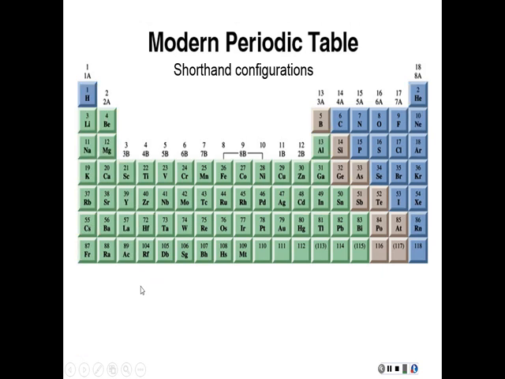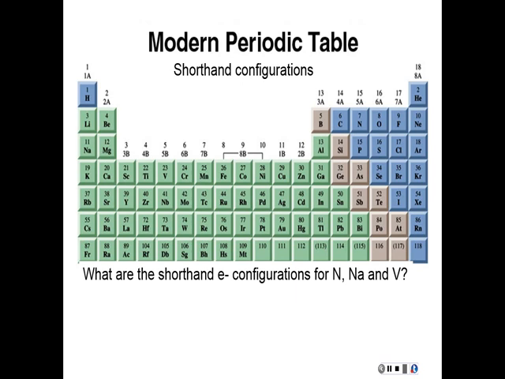Okay, so now we're going to write some. And just do the shorthand configurations only because the others are just too long. So, what are the shorthand electron configurations for nitrogen, sodium, and vanadium? We just have to locate them on the periodic table. So here's nitrogen. So the shorthand is going to have helium in brackets. That'll just represent the first two electrons. And then we have to show these here. So for nitrogen, it's helium, 2s2, and 2p3.